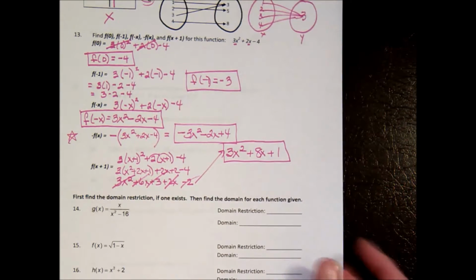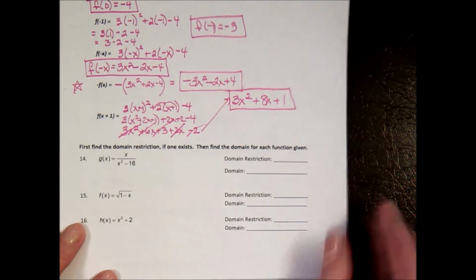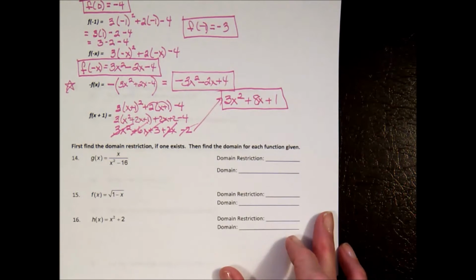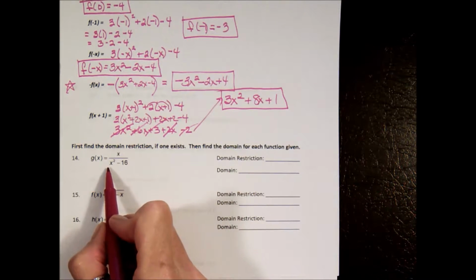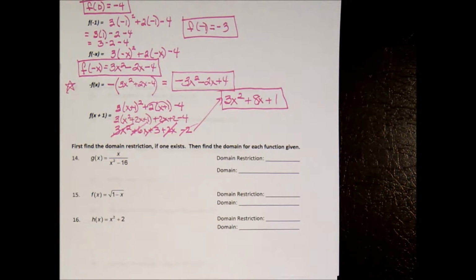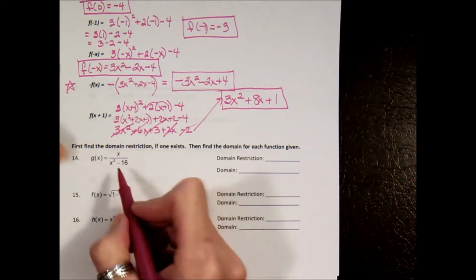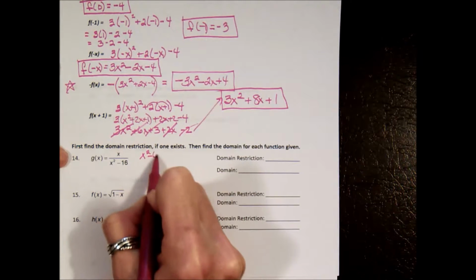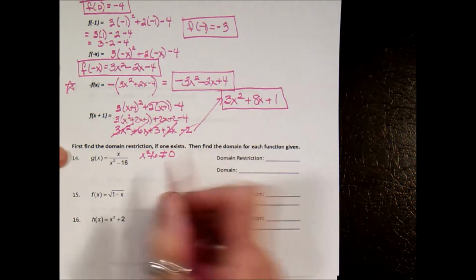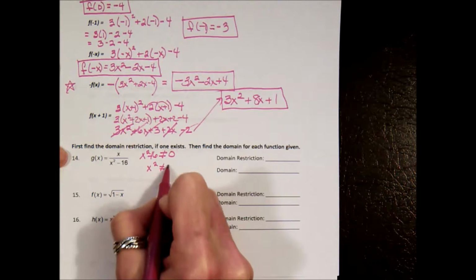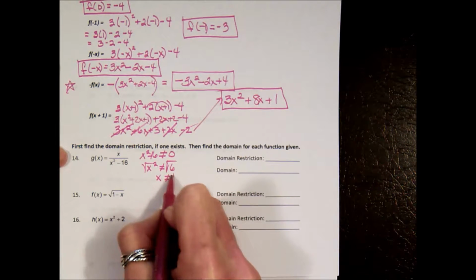All right, let's look at some function problems that have to do with domain and domain restriction. So here we are looking for the domain restriction. The domain restriction involves a denominator or something under a radical sign. So I know here that x squared minus 16 cannot equal 0. We're going to add 16 to both sides. X squared cannot equal 16. Take the square root. X cannot equal plus or minus 4.